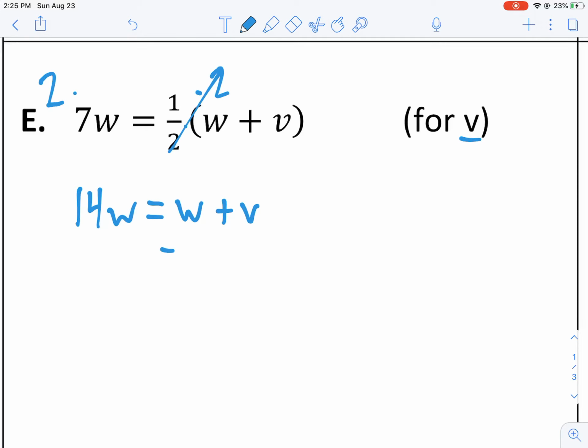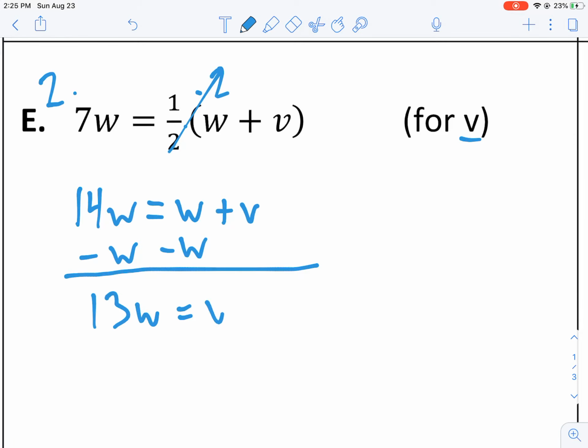And now we want to get the v by itself, so we're going to subtract w on both sides. And since these are like terms right here, we're actually going to do that subtraction. So 14w minus 1w gives us 13w equals v, and that is our final answer. So anytime you can combine like terms, you should.